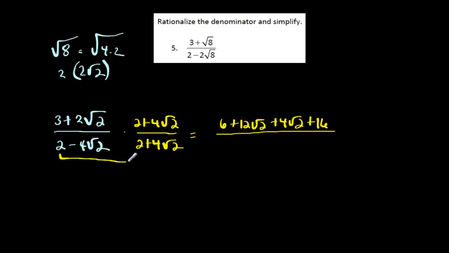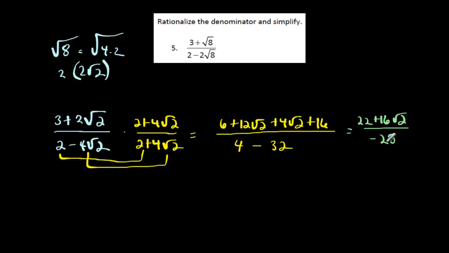The denominator, we just have to F and L it in FOIL, so 2 times 2 is 4. And negative 4 root 2 times positive 4 root 2 is negative 16 times 2, so negative 32. So we're going to have 6 plus 16 is 22. 4 root 2 and 12 root 2 is 16 root 2. And 4 minus 32 is negative 28.